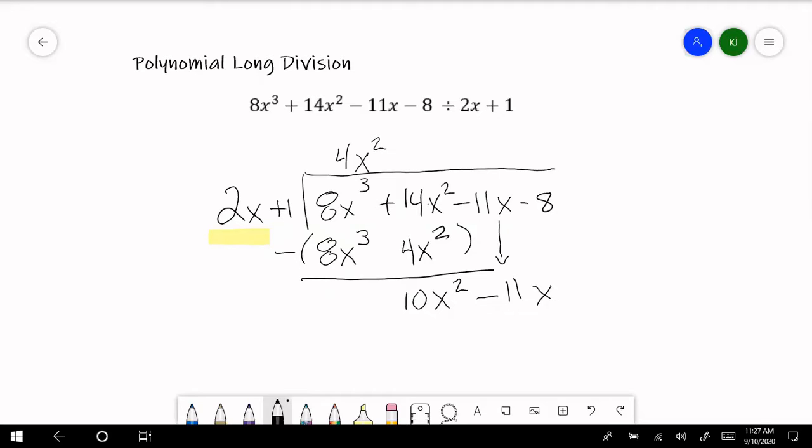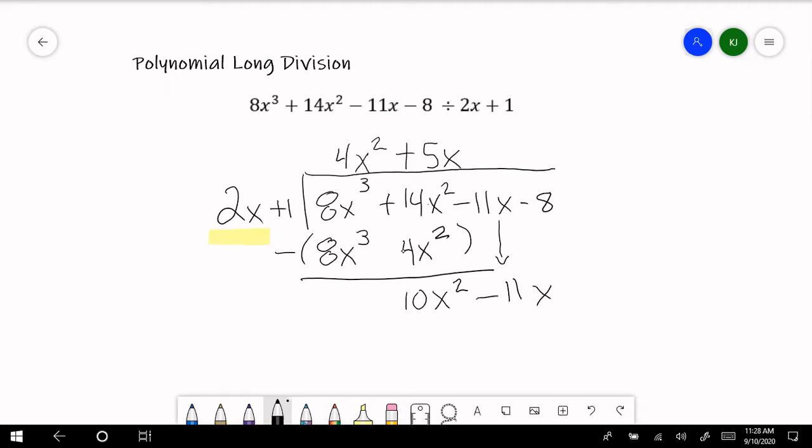All right, now, what do I have to multiply 2x by to get 10x squared? 5, and I need another x. So it'd just be 5x. We haven't got to that guy yet. We just bring one more piece down at a time.